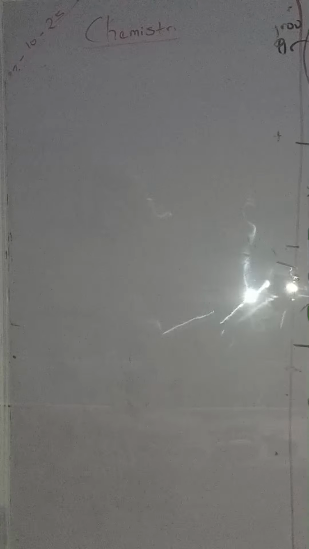So if you want to write the rules of numbering, let's start now. Rule 1. Are you ready? Start numbering from the side closest to the first branch or substituent.